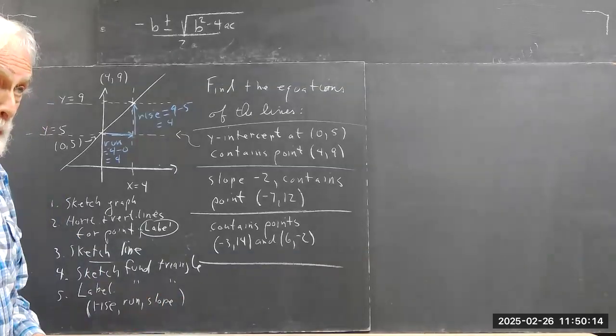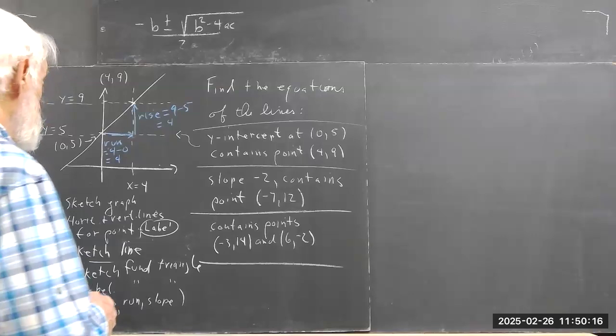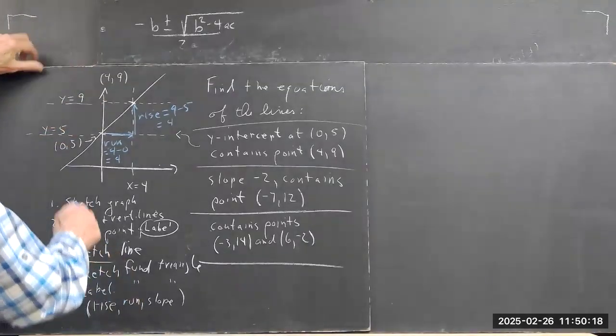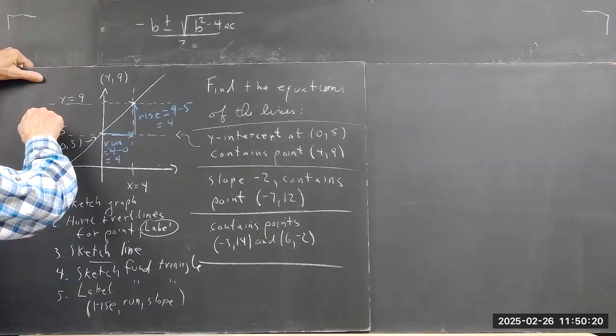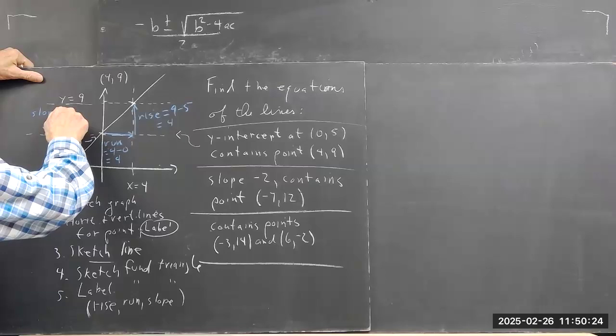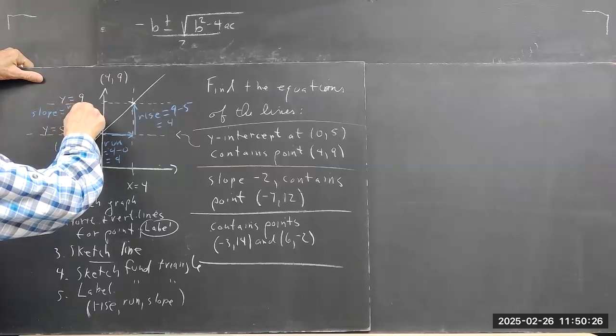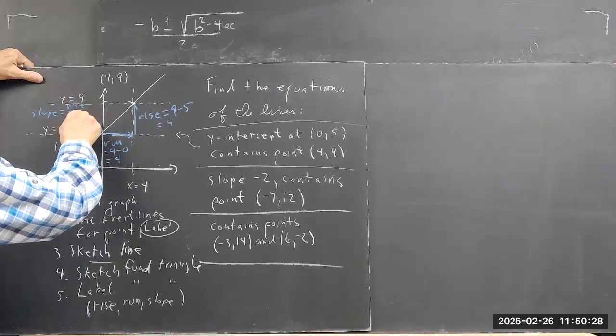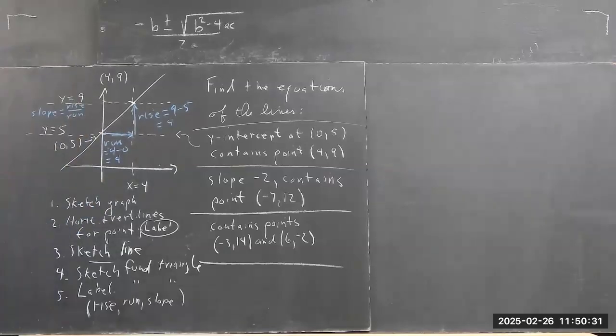Label rise, run, and slope. Now we haven't labeled the slope, so we're going to just slop that down over here. You're right, slope equals rise over run. Don't skip that step. Okay? You probably remember it from previous courses. How many people remember seeing that in previous courses?